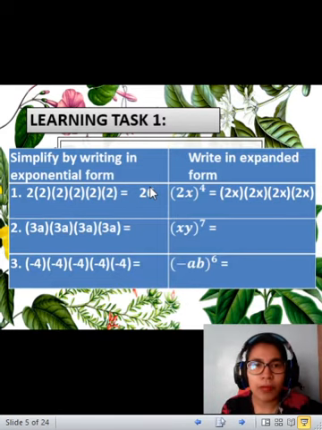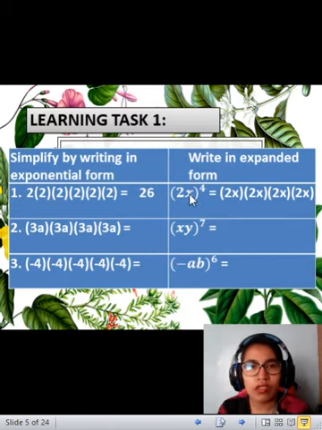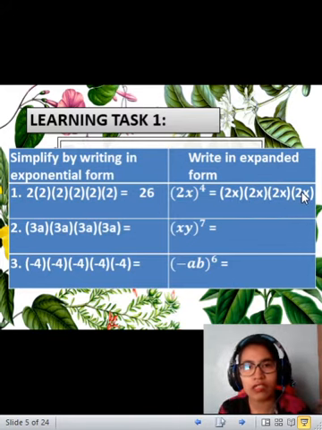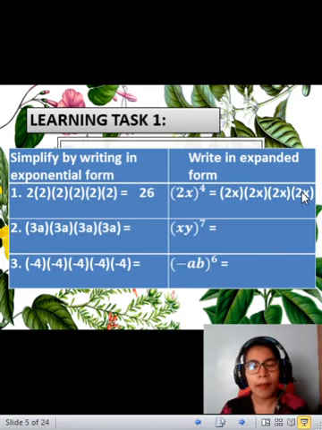And write in expanded form, we have here an example also. Quantity 2x raised to 4. So you have to repeat the 2x 4 times: 2x, 2x, 2x, 2x. Then don't forget to put it in a parenthesis. So that's how you do our learning task 1.